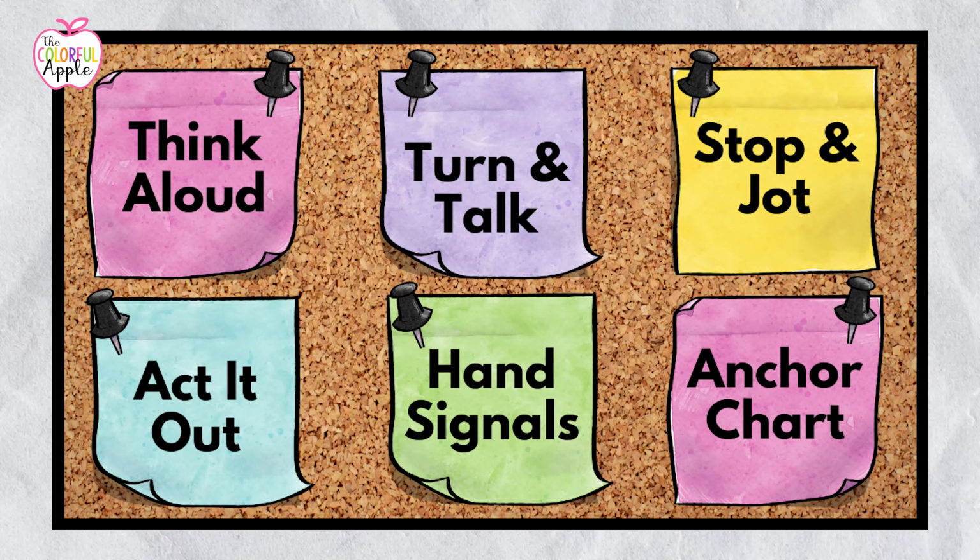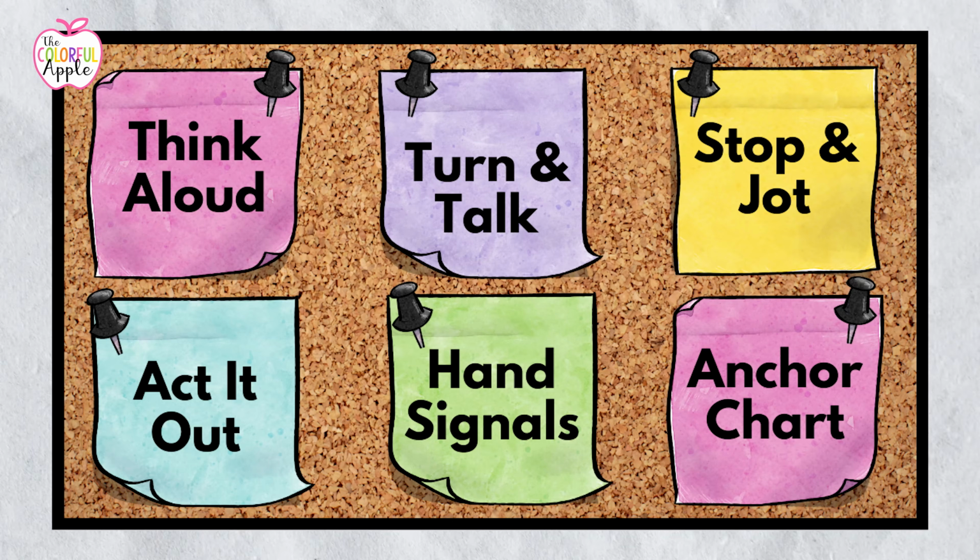And the last engagement strategy that I might use during an interactive read aloud lesson would be to create an anchor chart together. So to create an interactive read aloud anchor chart that both students and you help create at the same time, you're going to prep the chart ahead of time. You'll make an outline of the anchor chart, maybe put on the headings that coordinate with the lesson that you're teaching, maybe put the question that you want students to answer at the top of the chart.